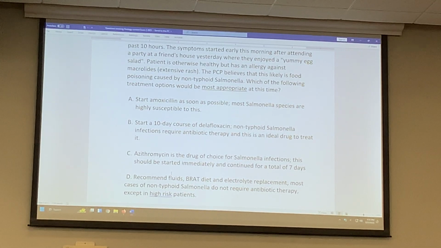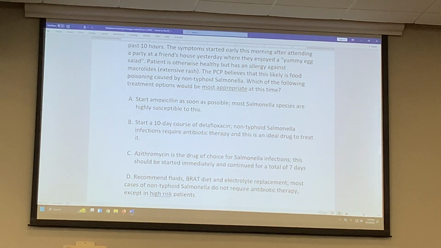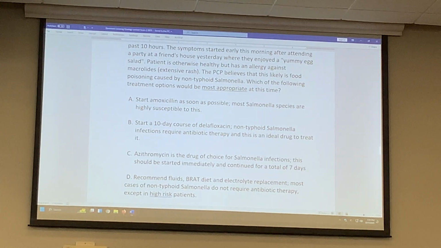A quinolone, right? And what is specific about delafloxacin? It treats one organism very specifically. MRSA, right. So is that the situation here? No. So that would be very wrong, right? Azithromycin is a drug of choice for salmonella. This patient should be started immediately and continued for a total of 7 days. Is that correct? No.